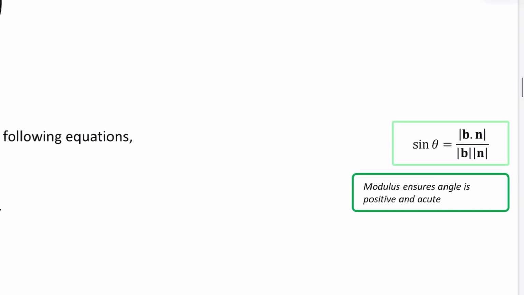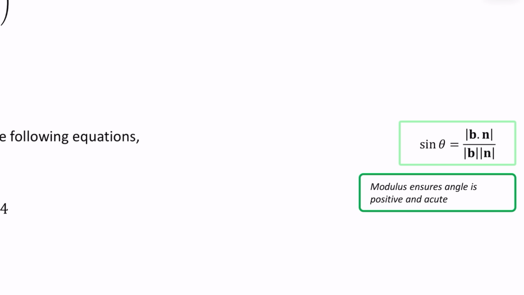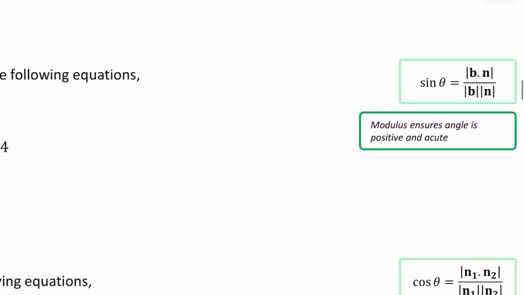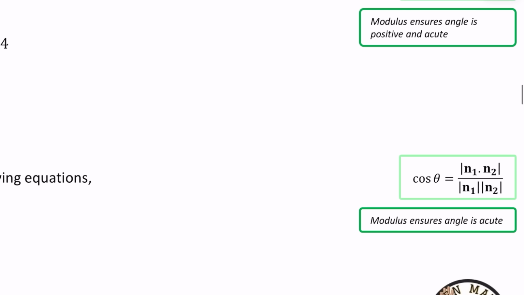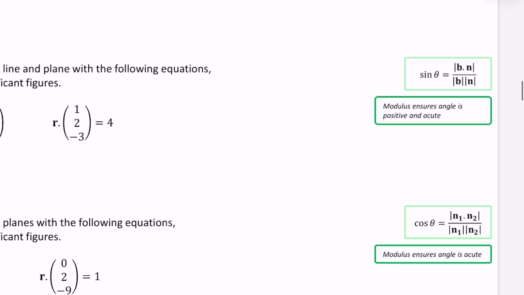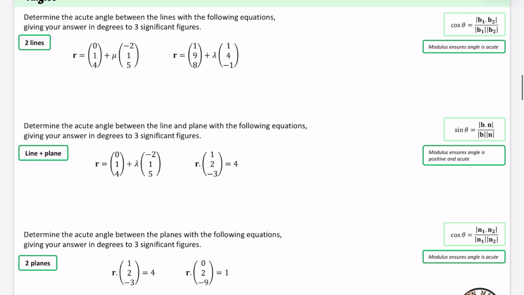But for this one, it's nicer to make sure that you definitely get a positive angle. It's much easier to interpret what's going on, but I just do it all the time. And again, down here, the modulus ensures that the angle is acute. So I will do the first one a little bit slower, and then I will go a little bit faster for the second one and the third one.